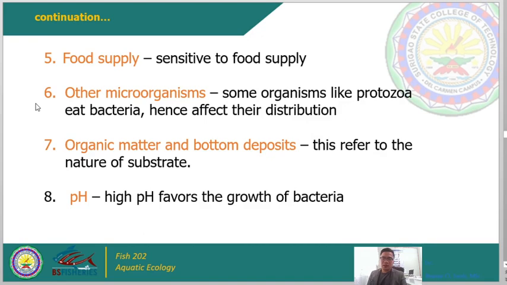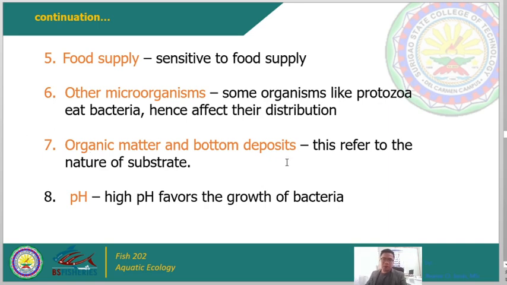Now, lastly, another factor in the distribution of bacteria is the food supply. No, most areas are scarce in food. So sometimes it will not allow the growth of many bacteria and other microorganisms. So sometimes they have this competition, and sometimes because of the scarcity of food, they become limited in numbers, and sometimes they disappear, no? They become extinct in that particular location.